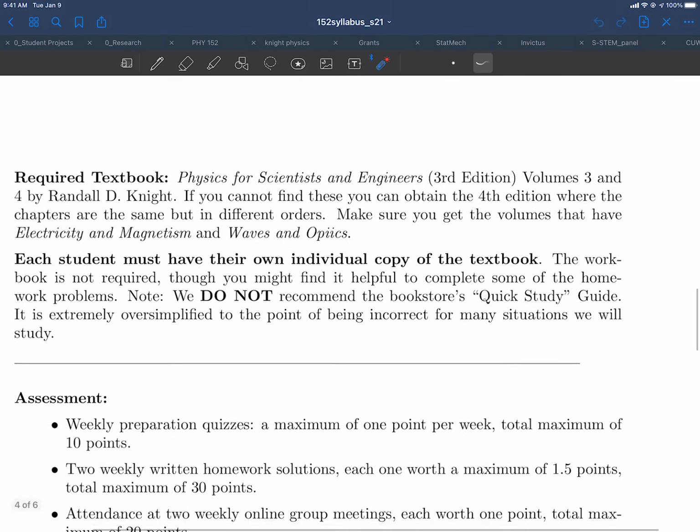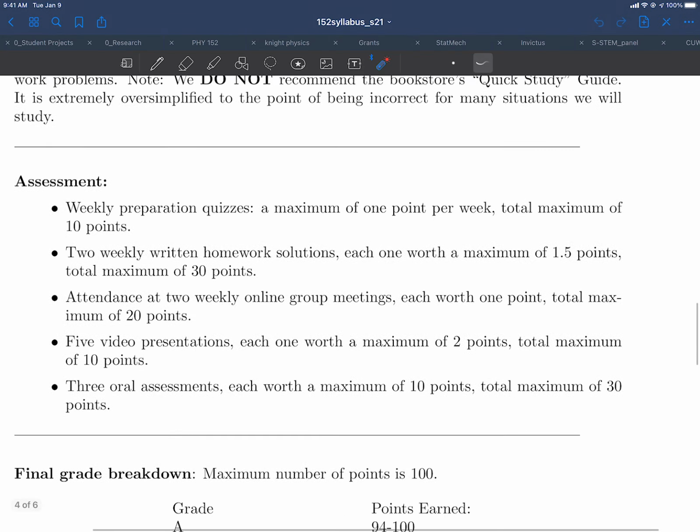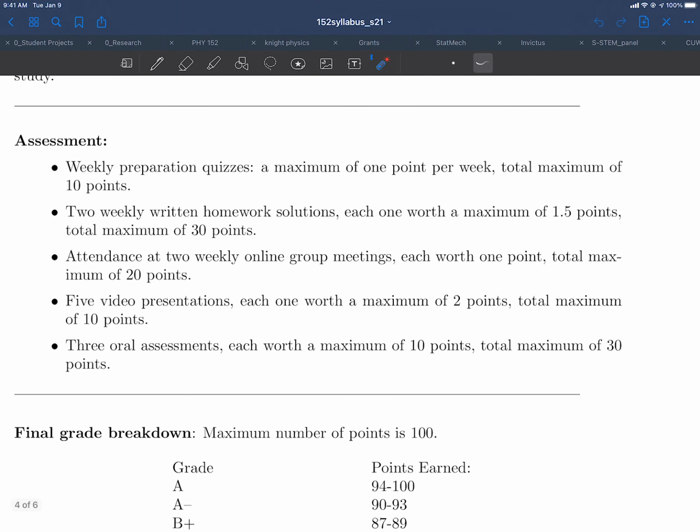All right. The textbook is the same as before. I want to break down the points in the course. We have 10 points coming out of these preparation quizzes. We have 30 points coming out of these homeworks. We have 20 points coming out of attendance. So from doing the quizzes, from doing the homework, and from showing up twice a week, that gives you 60 points in the course. And each point is a percent.